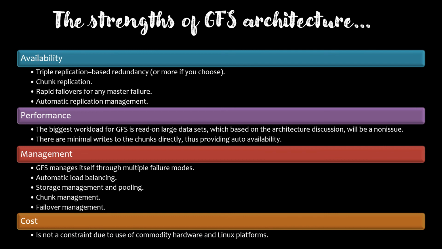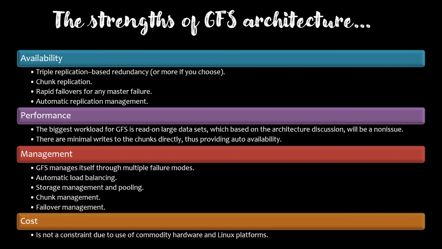This is the strength of the GFS structure. There are four strengths here: availability, performance, management, and cost. For availability, there is triple replication-based redundancy, more if we choose chunk replication, and rapid failover for any master failure. So there is a very minimum chance of failure, and automatic replication management.